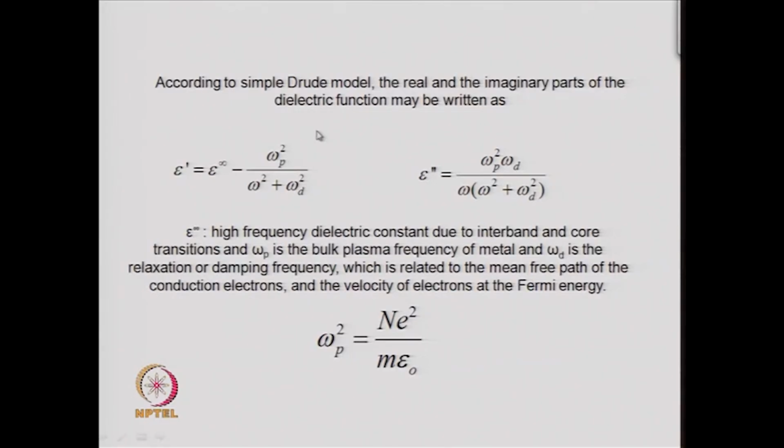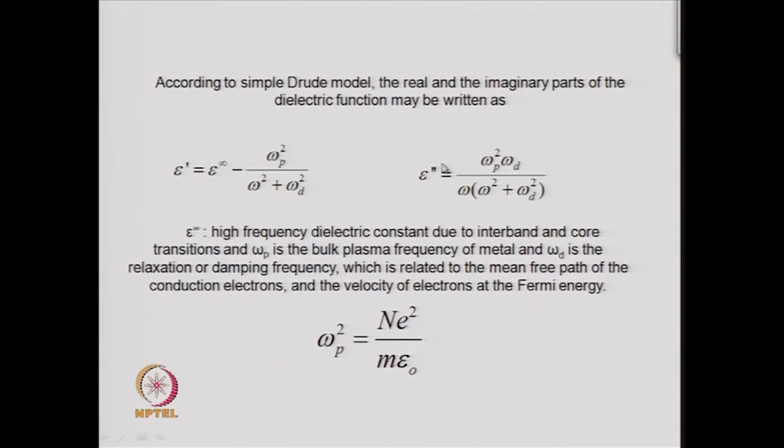Now, according to the Drude model, we can rewrite the real part and the imaginary part of the dielectric constant using these equations, where we incorporate the dielectric constant at infinite or very high frequency, the plasma frequency omega p, and the dielectric relaxation frequency omega d. And so, using these equations you know the relation between the real part of the dielectric constant and the plasma frequency.